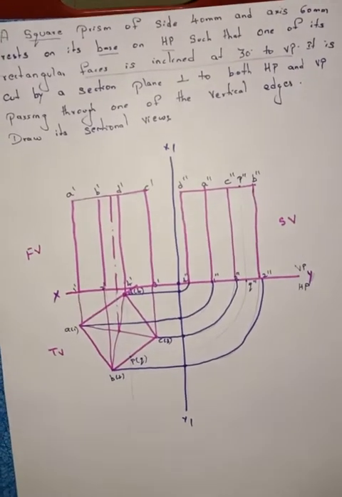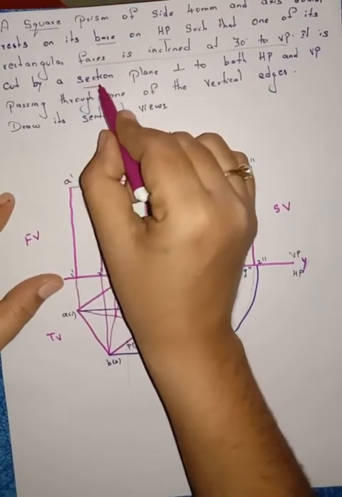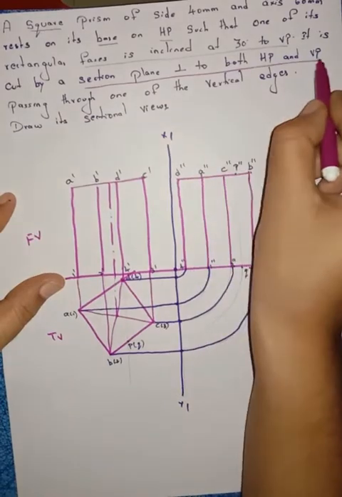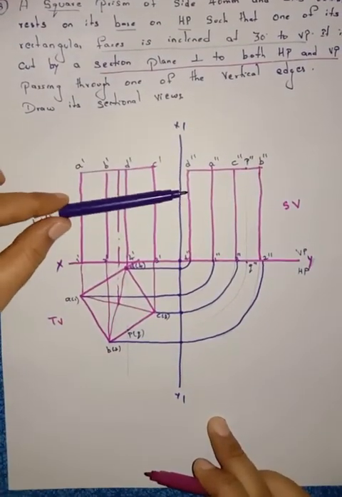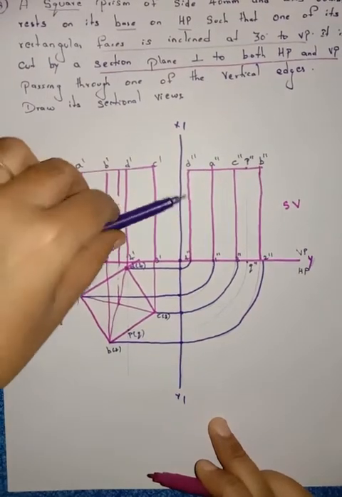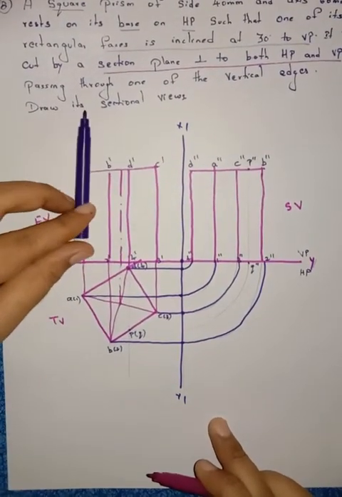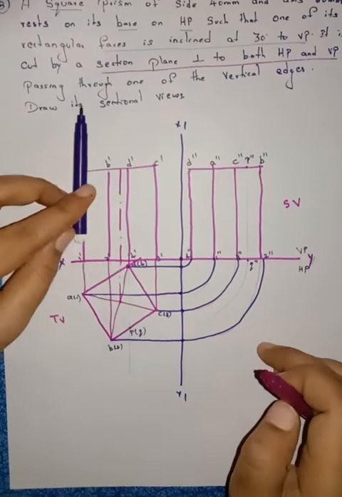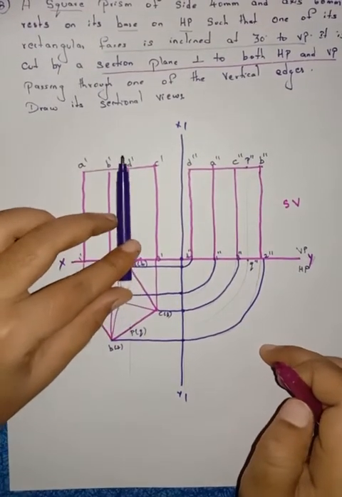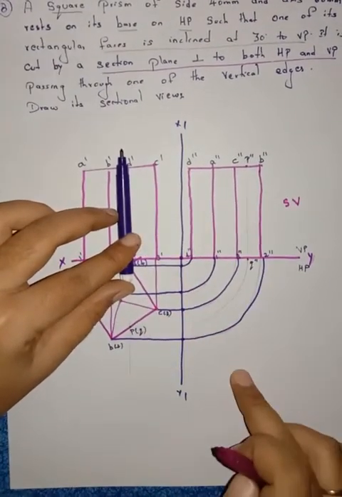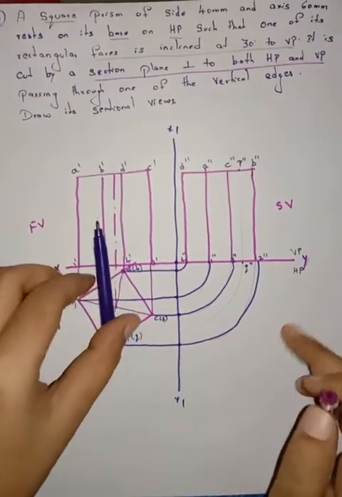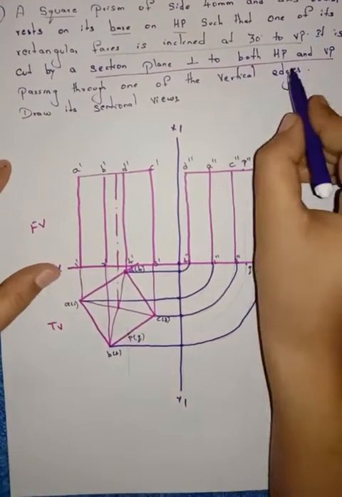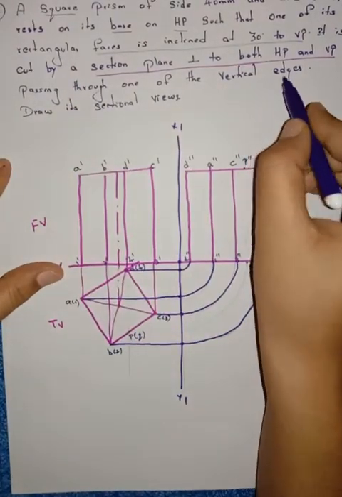Now, what is the question? Section plane is perpendicular to both HP and VP. If I keep the sectional plane in horizontal manner, it is in parallel condition. If I keep the sectional plane in vertical manner, it is in perpendicular condition. So if I keep the sectional plane here, it is perpendicular to VP. If I keep it here, it is perpendicular to HP. So what am I doing? Passing through one of the vertical edges.